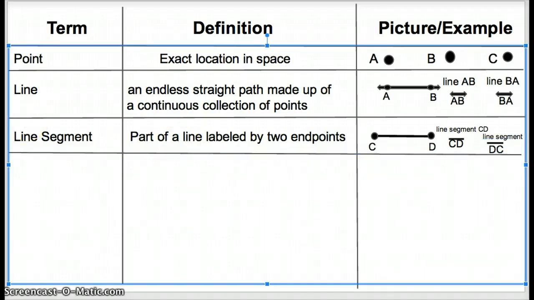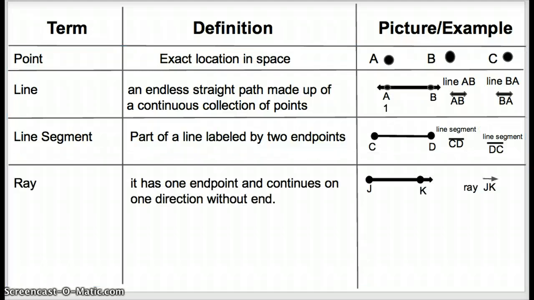The next term. After line segment, we have ray. A ray has one endpoint and continues on in one direction without end. So in this case, a ray is kind of a mix of a line segment and a line. It has an endpoint here. In this case, it's J, and it continues on with an arrow going on forever through K here, going on forever. So this is ray JK.